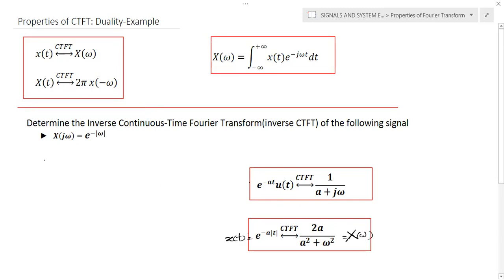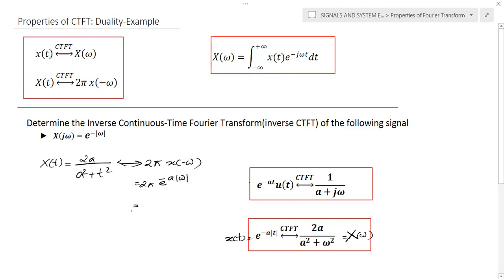So this is capital X of omega. So we can write capital X of t is equal to 2a by a square plus t square. And the continuous time Fourier transform of this particular signal, by applying duality, is 2 pi into x of minus omega. Or you can write 2 pi into x of t, which is e raised to minus a modulus of t. So e raised to minus a modulus of minus omega. We need to substitute t is equal to minus omega. And here it is modulus, so e raised to minus a modulus of omega.